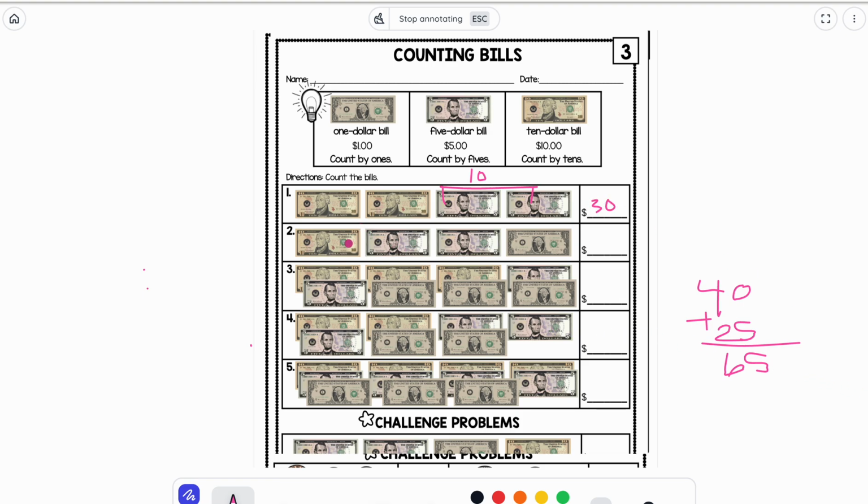Let's do the same here. We've got 10, 5, 5, and 1. Well, once again, I can make it easier. I know 5 and 5 is 10. So I've got 10 plus 10 is 20, and I've got a 1, so that's 21. You see how I do that there?